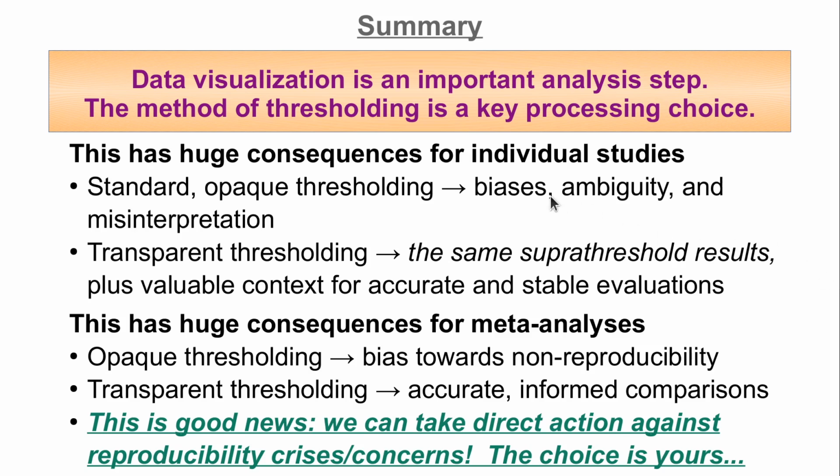Again, standard thresholding has a lot of bias and ambiguity. Transparent thresholding shows the same superthreshold results. There's no information loss, but it adds context that can be discussed. And for cross-study comparisons, it avoids introducing a bias towards non-reproducibility, which we saw with the NARPS data, and transparent thresholding really allows us to see accurate comparisons. When things are similar, we can see it. When they're different, we can see it and actually understand the differences better. So this is good news. This is a step you can take towards improving reproducibility today.